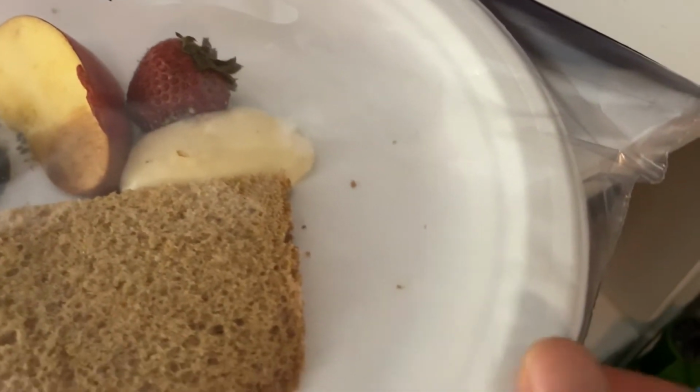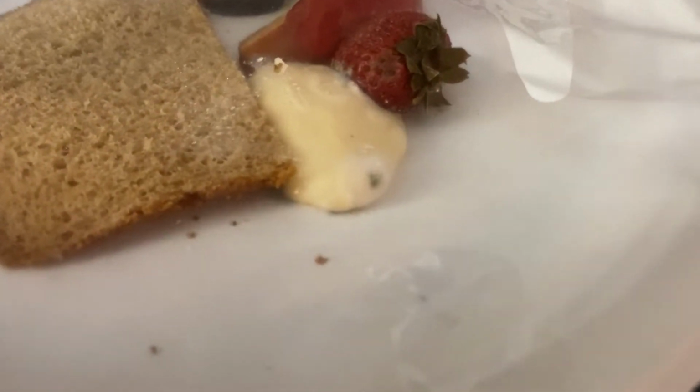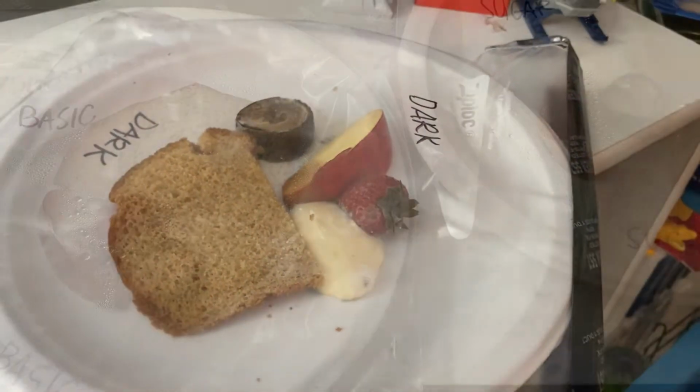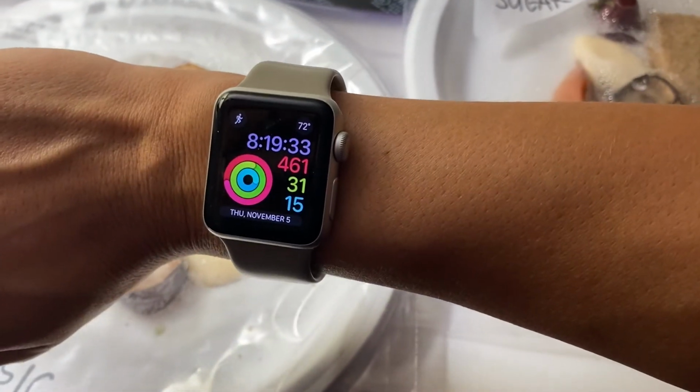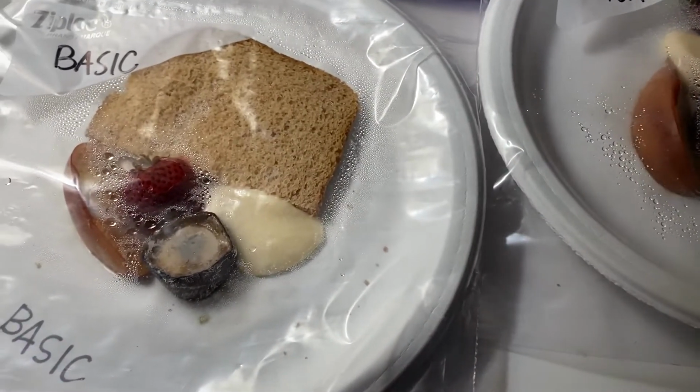All right, last little spin on this one. Oh, there we go. Underneath, we got a little bit. Okay, stay tuned for tomorrow. Okay, it's day 11, 8:19 on Thursday, November 5th.